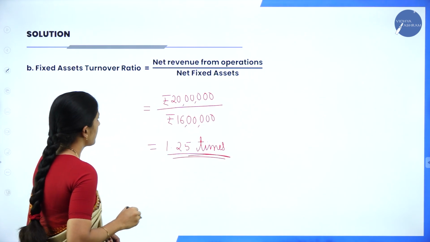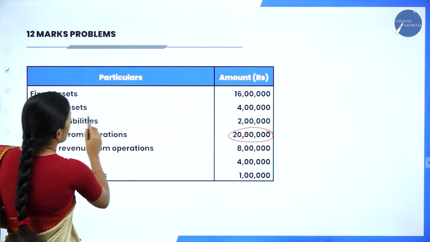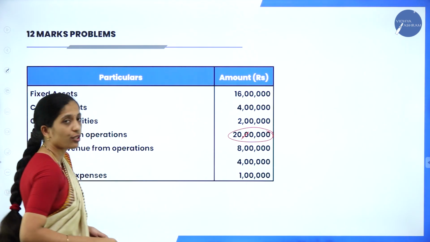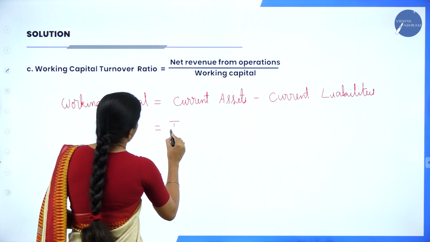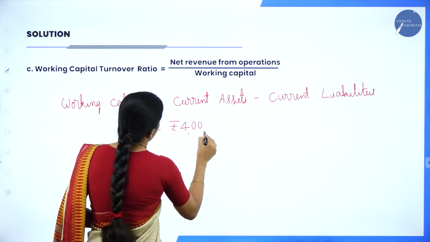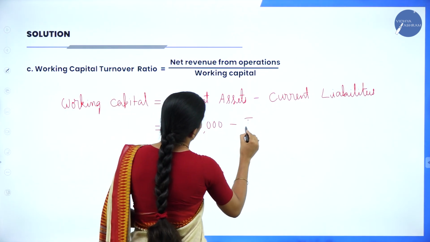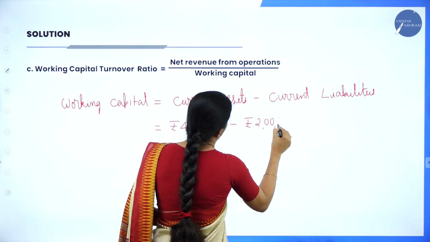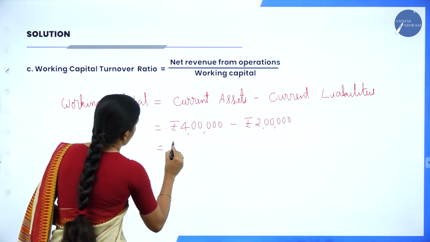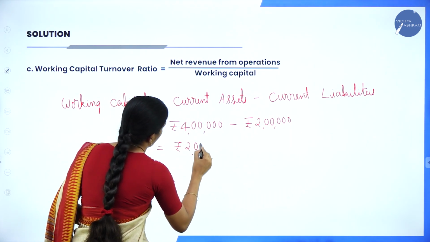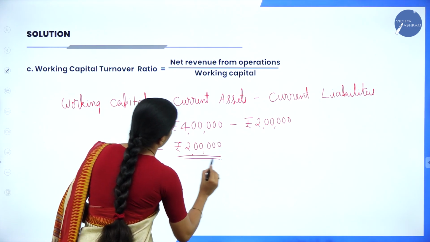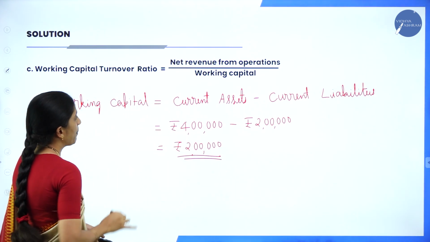So how much is current assets? Current assets is 4 lakh minus 2 lakh current liability. That is equal to 4 lakh minus rupees 2 lakh. So this will be rupees 2 lakh. This is your working capital.